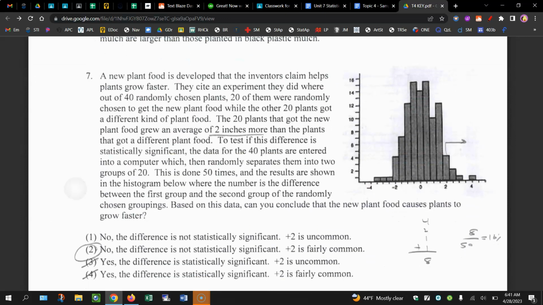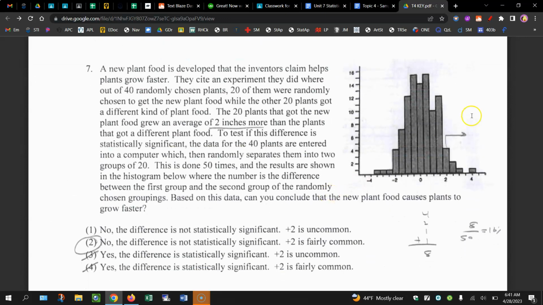All right, and then the last question, question 7. There's a lot going on here to read. Basically, the plants with the new food grew 2 inches more than the plants with the old food. So we're looking at a difference of 2 or more. And you can tell which way they did this subtraction because all the answer choices are +2. The frequency is just summing these up. 4, 2, 1, and 1 is 8.